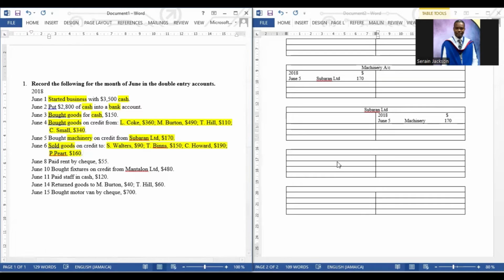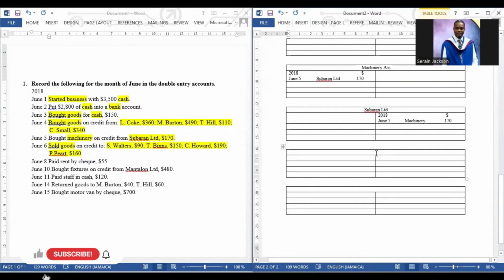All right. So you're selling goods on credit. Another thing too about the sales, right? The sales account is always credited. All right. So I'm going to show you how we record this transaction. Let's go.